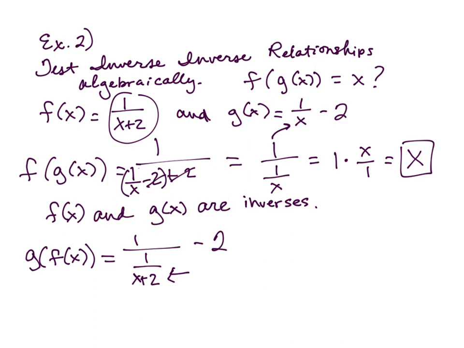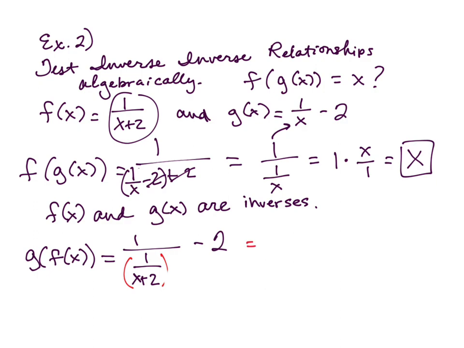Mason, can you see? Yeah. So this piece down here of fraction is actually f of x. And g of x says take 1 over f of x minus 2. Okay, so now let's simplify.